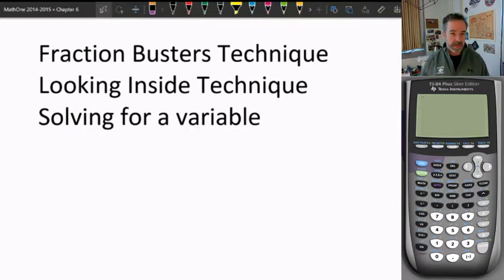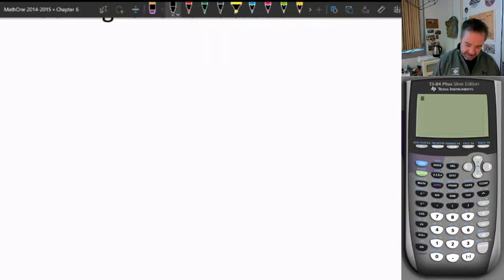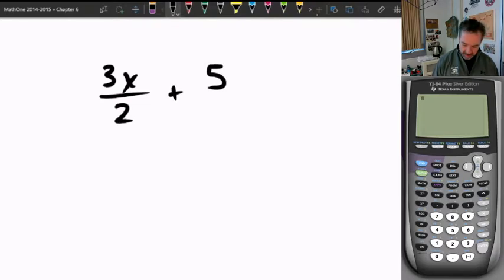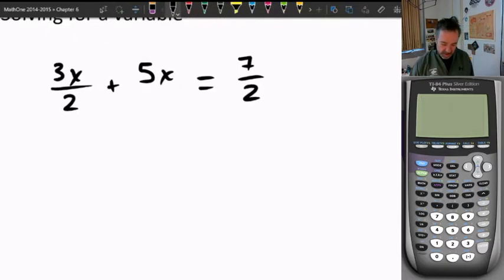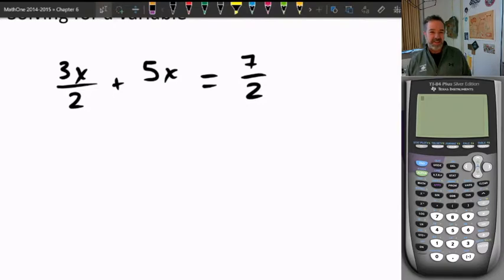So the first technique I want to talk about is this idea of fraction busters. And the idea is that if we have an equation, for example, let's look at 3x over 2 plus 5x equals, I don't know, 7 halves. If we have an equation and we have fractions in it, we don't have to leave the fractions there, right? That doesn't mean that we're not going to have a fraction for our answer, but we can make it look like there's no fractions initially.